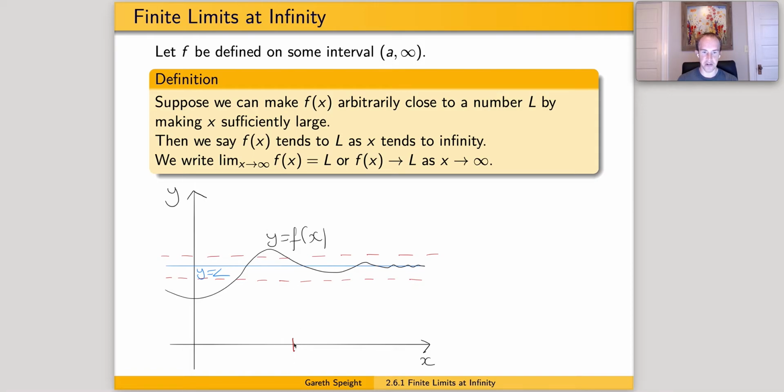So here, for instance, I drew a value of x that would work, for all the values after it, the graph will stay inside the band. And notice it doesn't matter if the function keeps crossing y equals L, that's completely fine, right? It can go up and down or whatever. All we care about is that we can make the graph as close as we like to L, provided we just look far enough along in time.